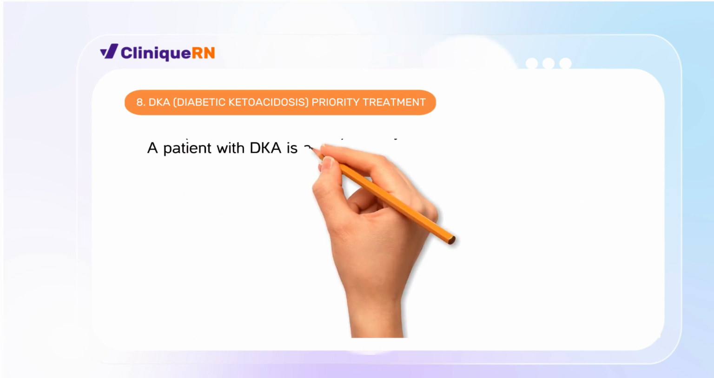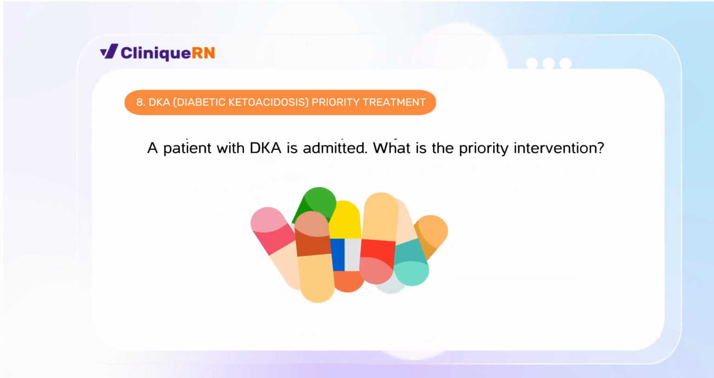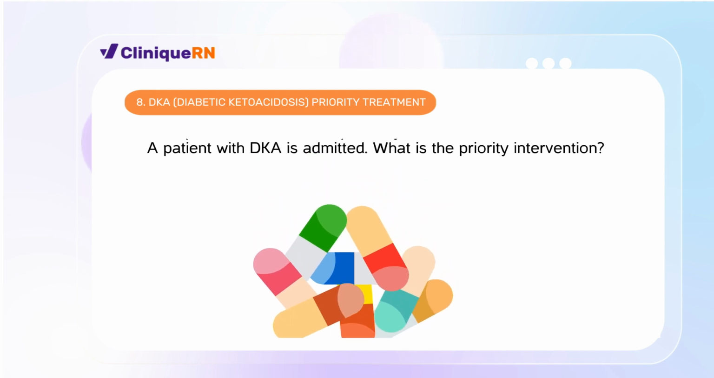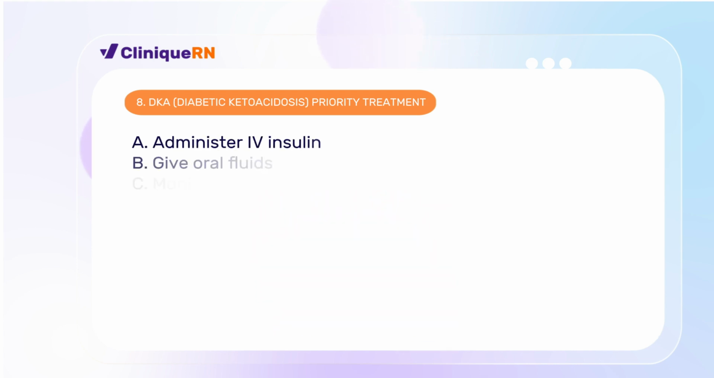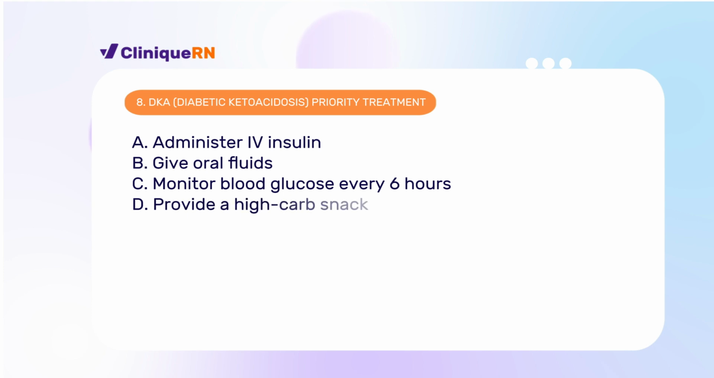8. DKA, diabetic ketoacidosis. Priority treatment. A patient with DKA is admitted. What is the priority intervention? A. Administer 4 units of insulin. B. Give oral fluids. C. Monitor blood glucose every 6 hours. D. Provide a high-carb snack.